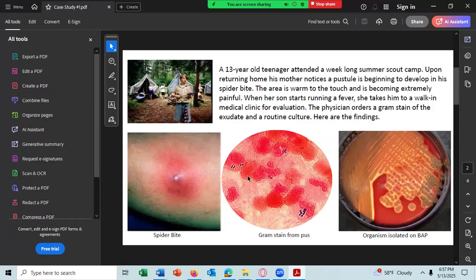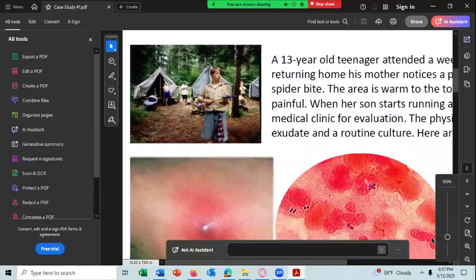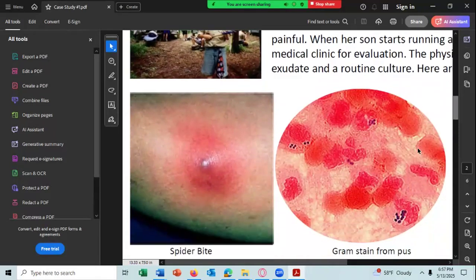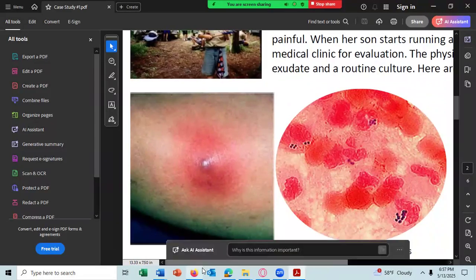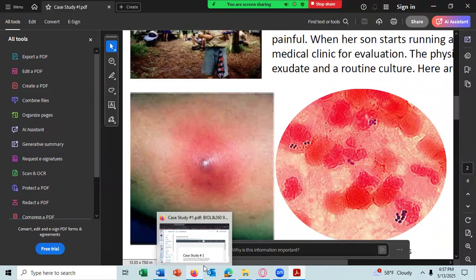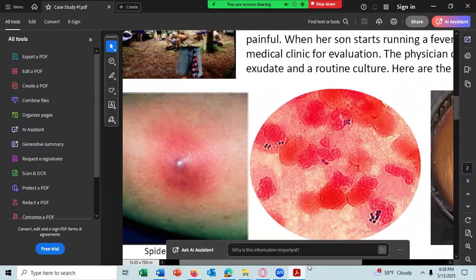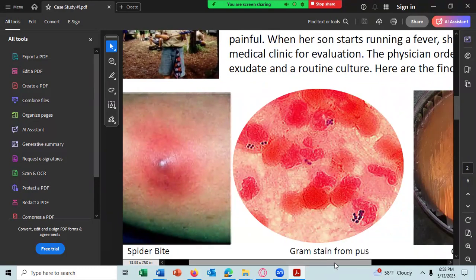Here is the gram stain. Let me blow this up a little. You can see the bacteria cells here, and the pink cells are actually the boy's cells. So tell me what the shape of the bacteria is and the gram stain. You can even give me the growth arrangement there.